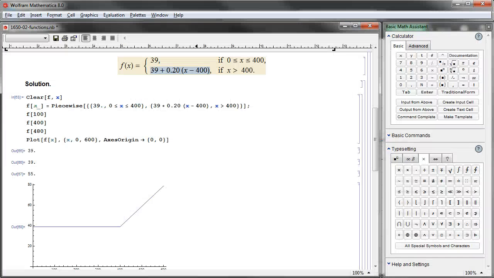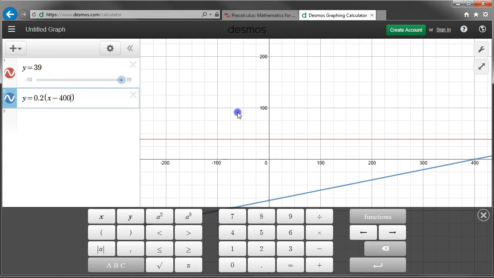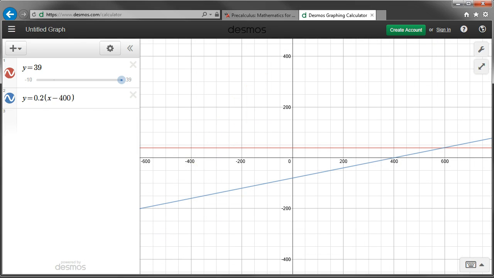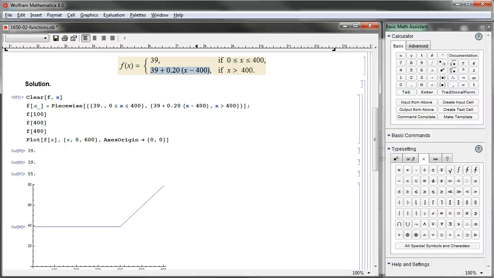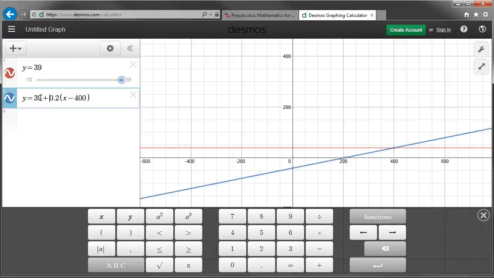Did I do this right? 400. Okay, 400. Okay, that looks better. 0.20 x minus 400. Oh, plus 39. Okay, I forgot that one. Okay, that must be right.